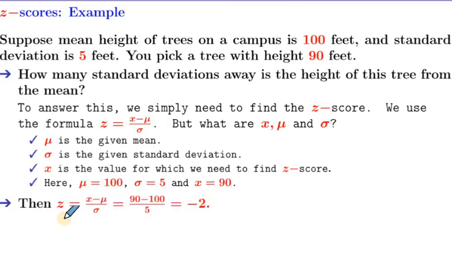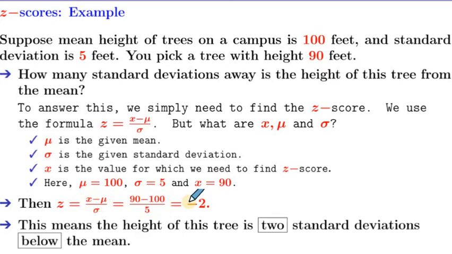Then all we need to do is plug our numbers into this formula. On plugging in the numbers, x is 90, that's what we have here, the mean is 100, and the standard deviation or sigma is 5. On doing this math, we get -2 for the Z-score. So this means the height of this tree is 2 standard deviations below the mean.